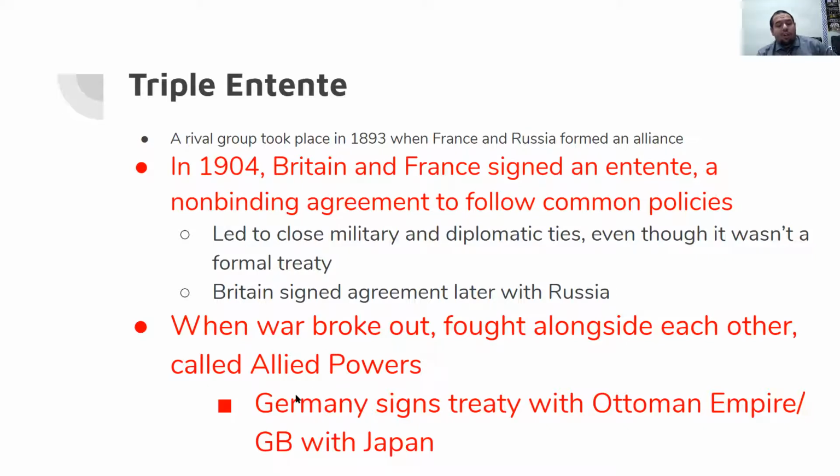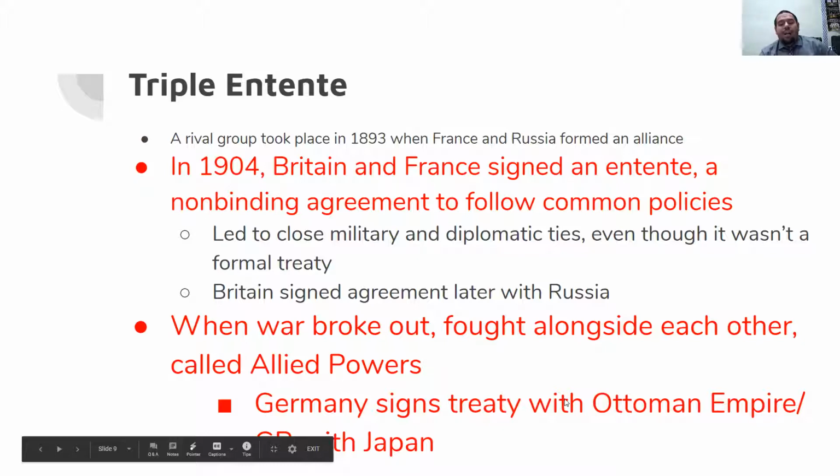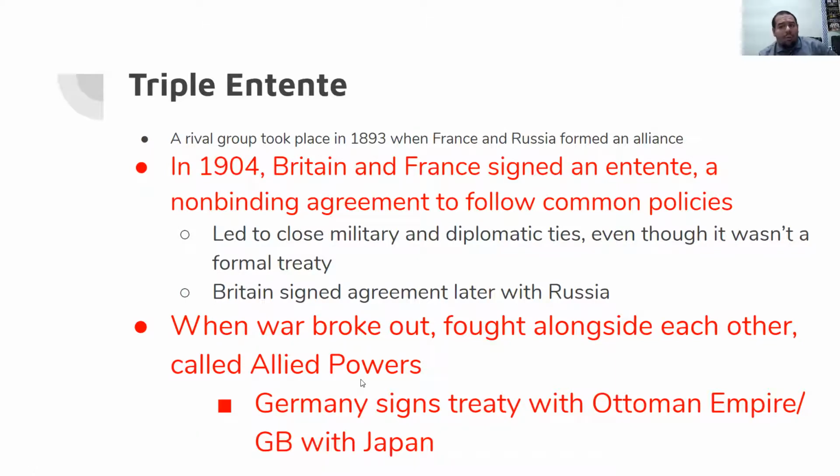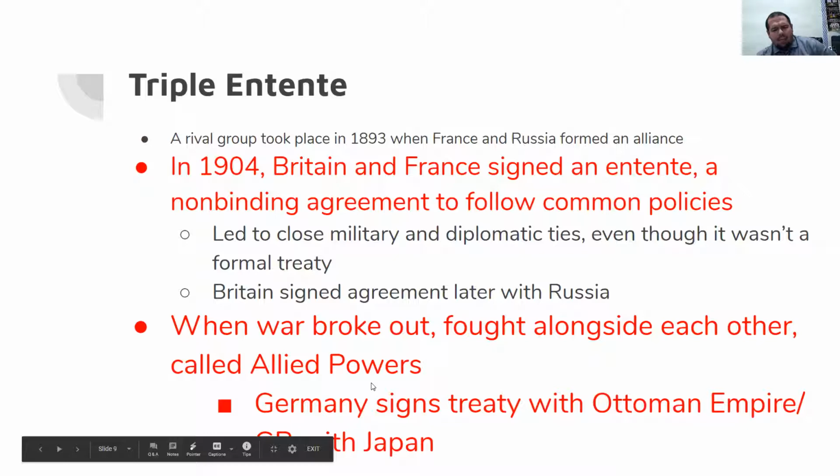Now, this is when the war begins. Germany will sign a treaty with the Ottoman Empire. So what side is the Ottoman Empire on during the war? If you said Central Powers, you're correct. And then Great Britain will sign one with Japan. So whose side is Japan on? If you said Allied powers, correct. So yeah, Triple Entente leads to the Allied powers.